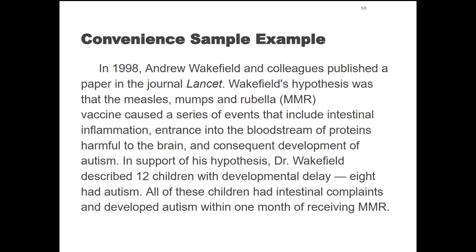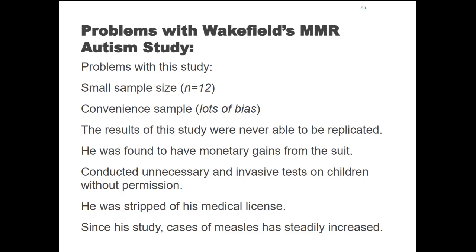So what he did is he took 12 children of his own practice, gave them an MMR vaccine, and then he watched them for a particular length of time, right? What was the problem with this? Well, first of all, he had a very, very small sample size, 12 children. And it was a convenience sample, which we know has lots of bias. So he had 12 children. They were all under his care. He had access to administering the information and also to recording the results.